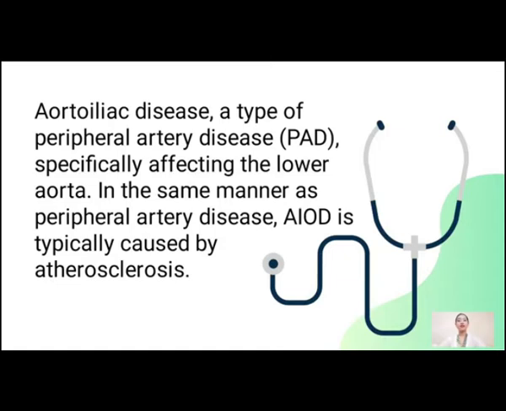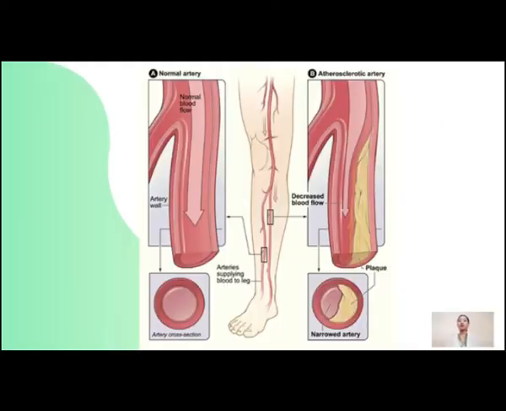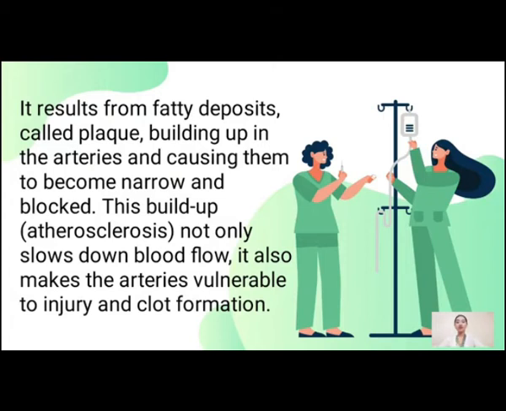Aortoiliac disease is a type of peripheral artery disease, specifically affecting the lower aorta. In the same manner as peripheral artery disease, aortoiliac disease is typically caused by atherosclerosis. As shown in the picture above, you can see the normal artery and the atherosclerotic artery, and you can see the difference between the two. It results from fatty deposits called plaque building up in the arteries and causing them to become narrow and block.